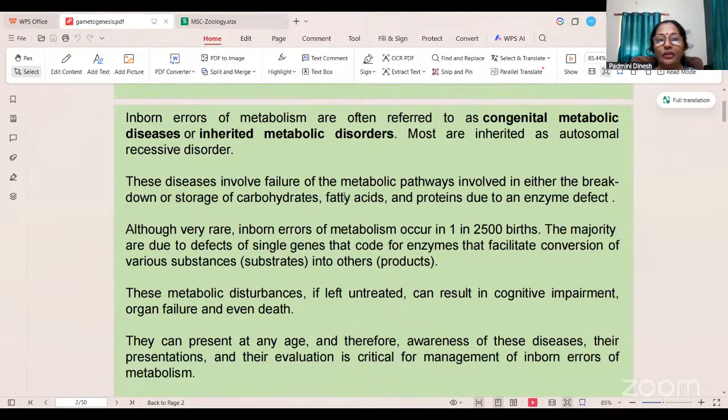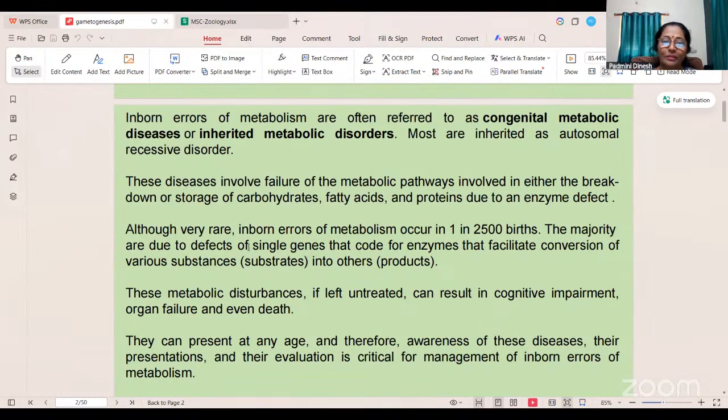These diseases involve failure of the metabolic pathways involved in either breaking down or storage of carbohydrates, fats, and proteins due to an enzyme defect. I told you the enzyme is needed to break down one complex particle to the next simpler form. Although this is very rare, 1 in 2,500 children will have this problem, as this is an autosomal recessive disorder. It is always because of a defect in the single gene that codes for the enzyme that converts one product to another.